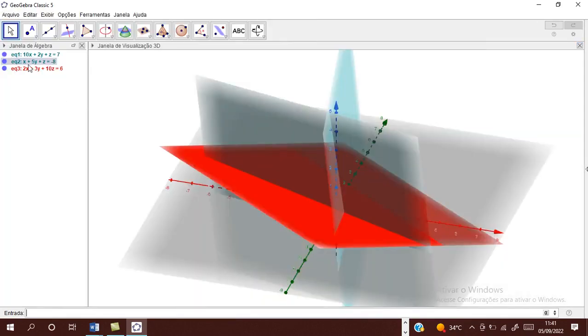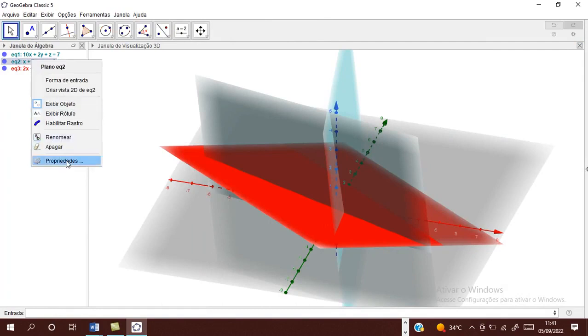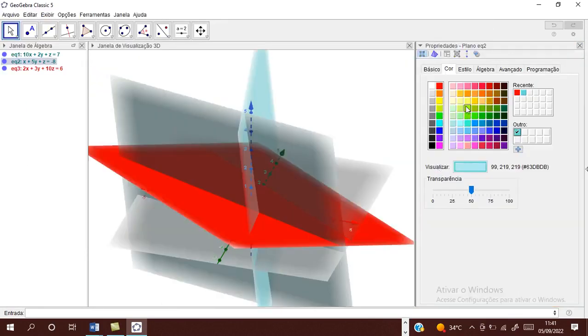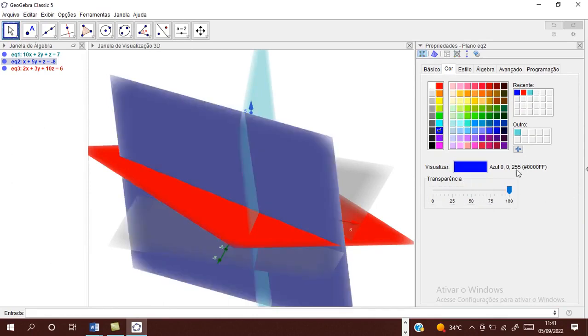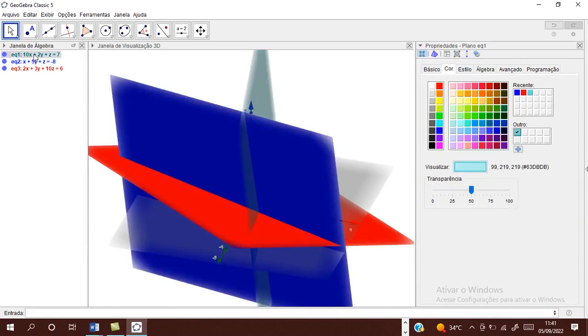Now I'm going to change the other equation. Here in properties, I will change it to blue. I will also set the opacity to 100%. The other one, I'll put green.